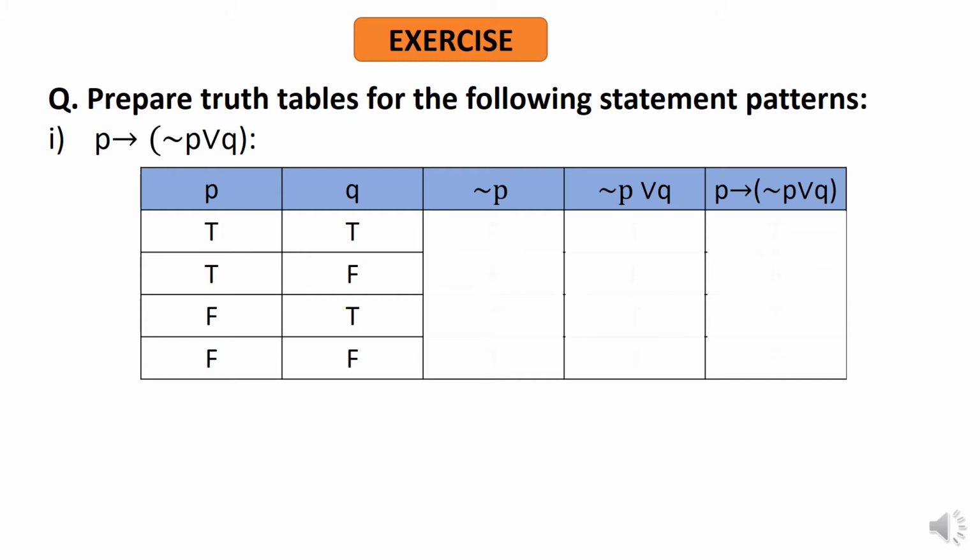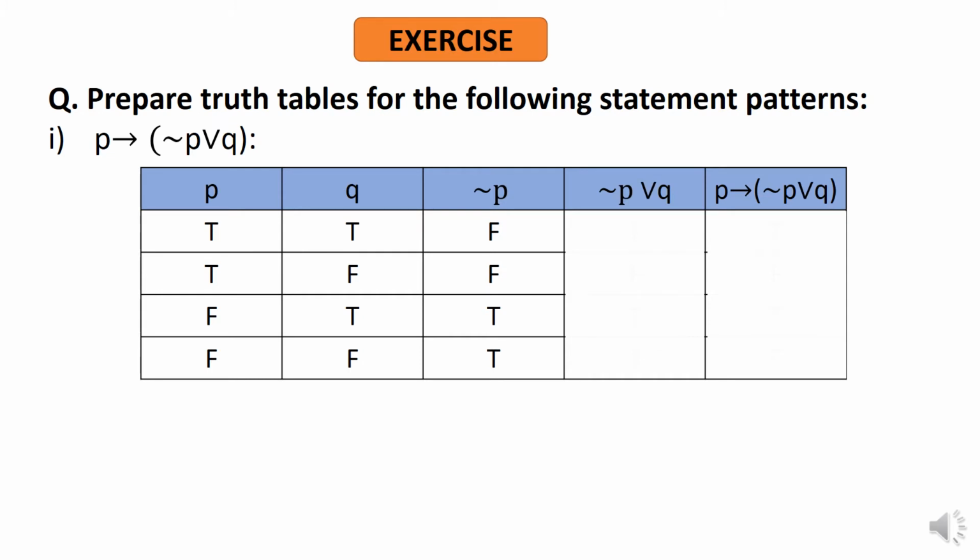Remember that whatever values for P are there, not P will have exactly the opposite values. Thus, not P is going to be false, false, true, true. F, F, T, T, depending upon what is there for P. I hope you understood this. Now we come to the next one, the bracket, that is not P or Q.